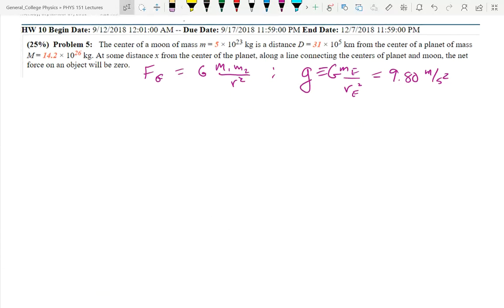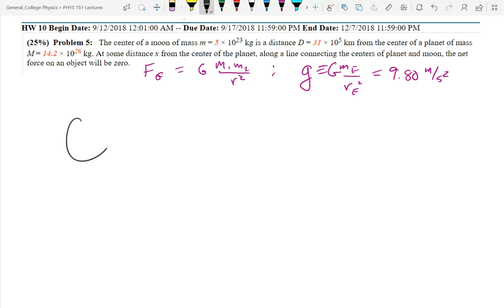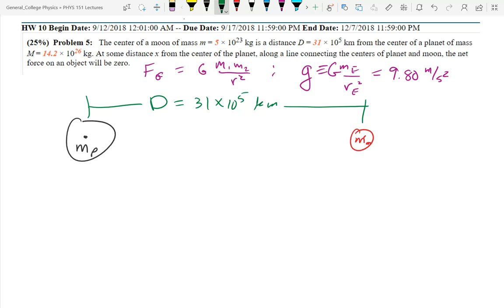This says if you have a planet, so here's my planet, M sub P, and you have a moon, so here's my moon, M sub M, and they are separated by D equals 31 times 10 to the 5th kilometers. I should put M sub P was 14.2 times 10 to the 26 kilograms, and M sub moon is equal to 5 times 10 to the 23rd kilograms.